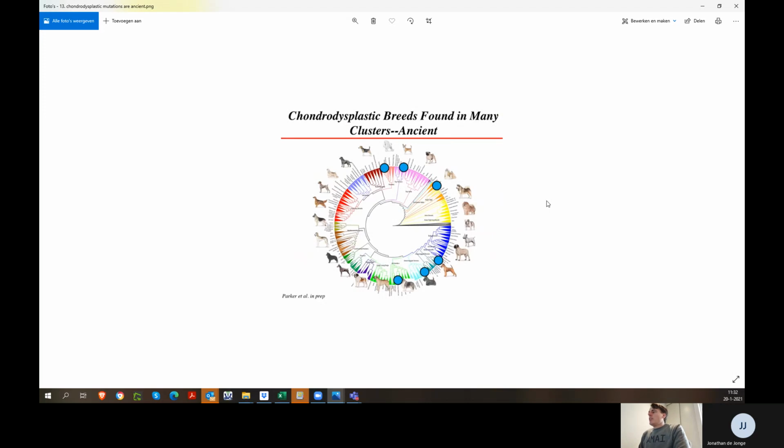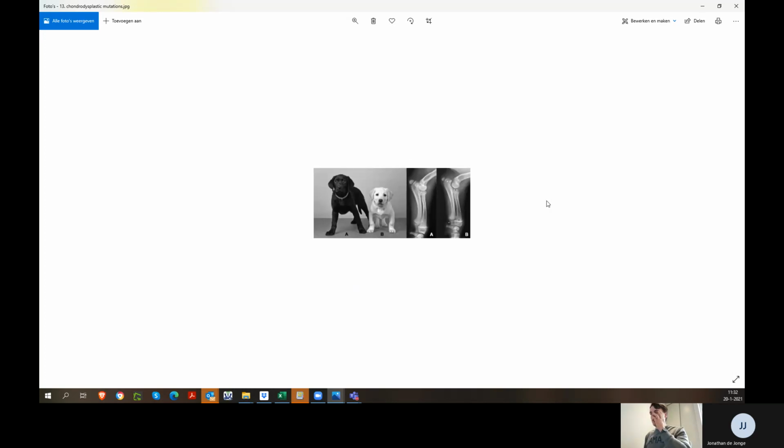Also, this is a picture that shows you a little bit of the deformities, in this case chondrodysplasia. I'll give you an example here. So here you see two Labrador pups. The black one is normal, and the light colored one, the yellow one, is abnormal. You see the abnormal bone structure, while this one has the normal bone structure belonging to the black one. And that's in a breed that is not chondrodysplastic.